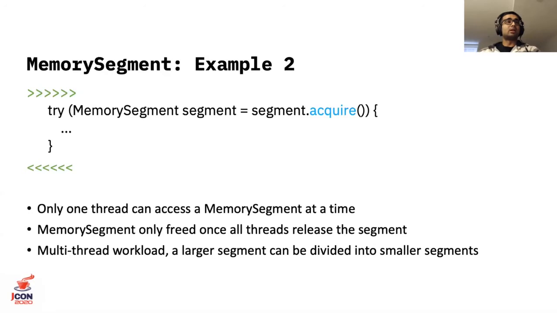memory segment. The cool thing about memory segment is that it can be divided into smaller memory segments through the API, and then multiple threads can simultaneously work on smaller memory segments, which are derived from the larger one. And this covers the memory segment abstraction.